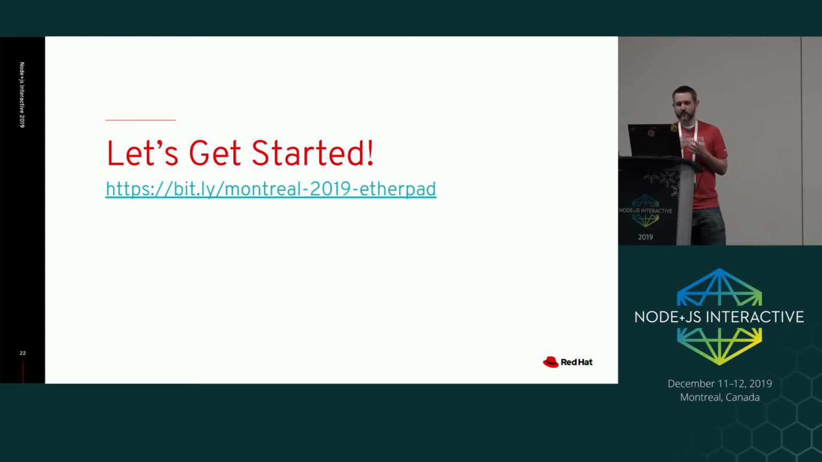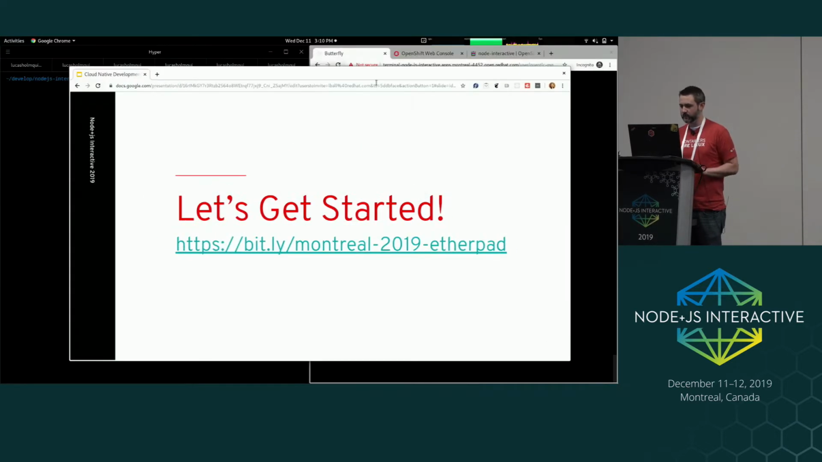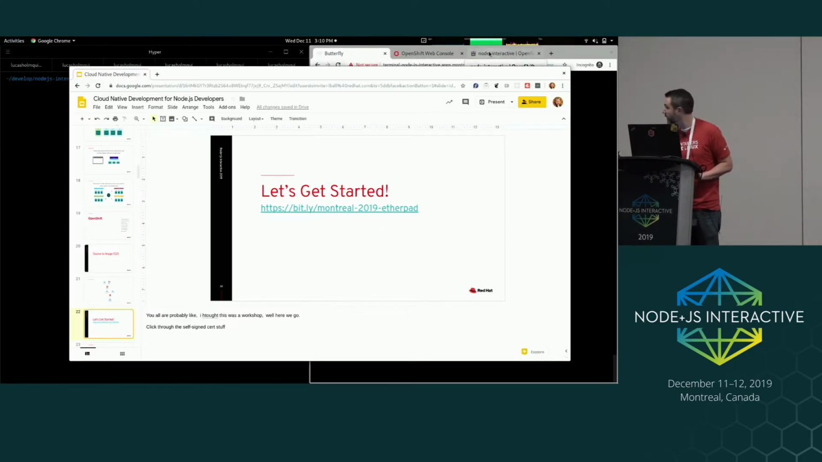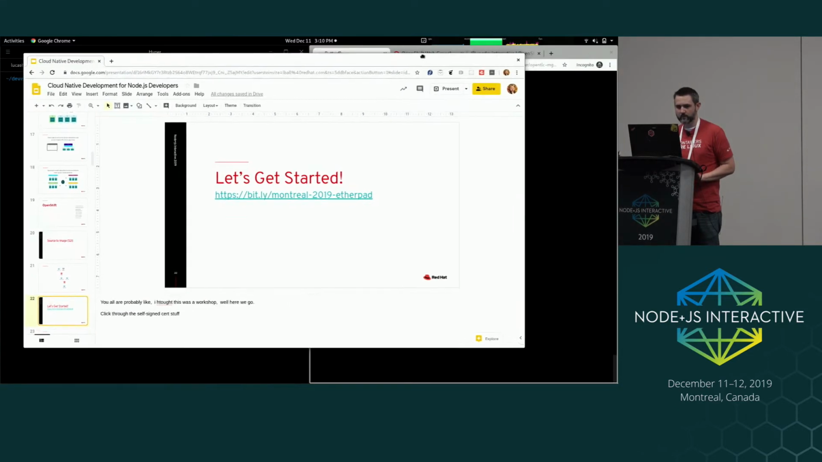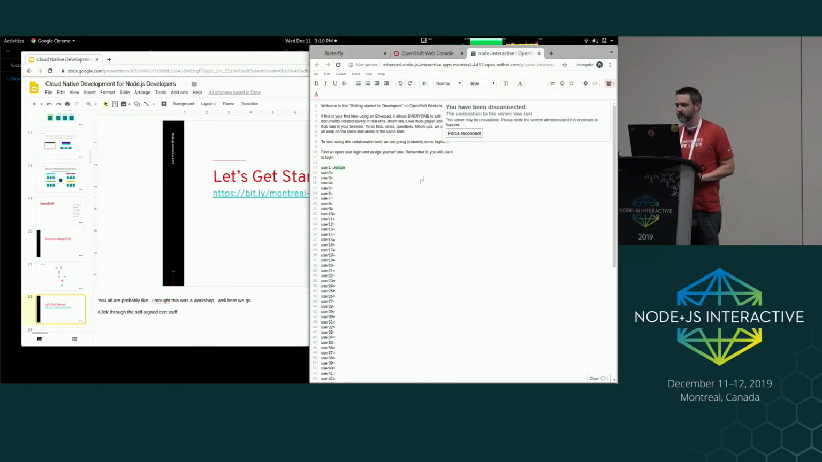So if everybody wants to go to this link, this will open up an Etherpad. I'm not sure if you're going to have to say allow, it's a self-signed certificate on here, so Chrome, or whatever you're using, might freak out. You might just have to allow the exception. And I'm going to switch back and forth, because I do have things open. If that's too small, let me know. Right, so you should see an Etherpad like this.